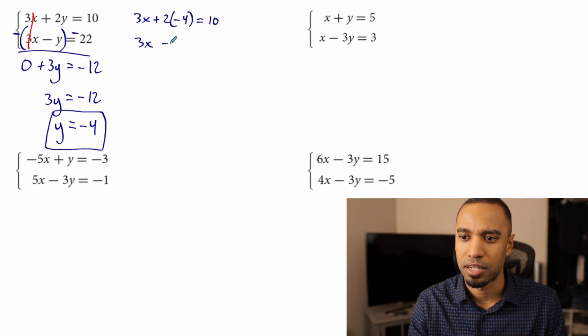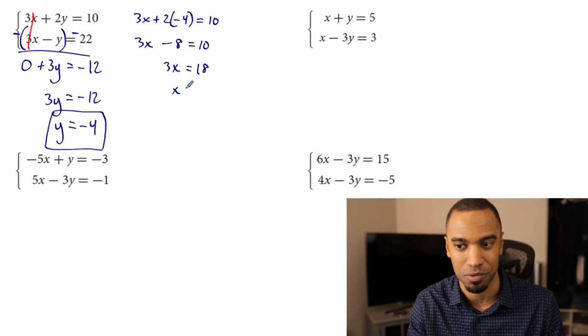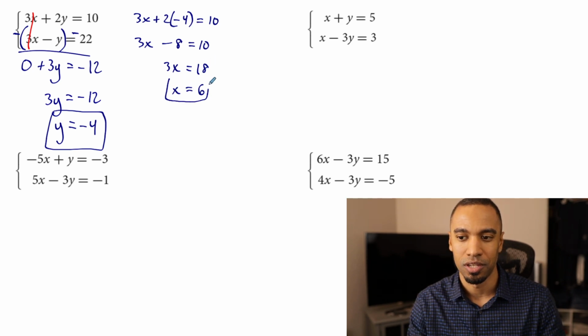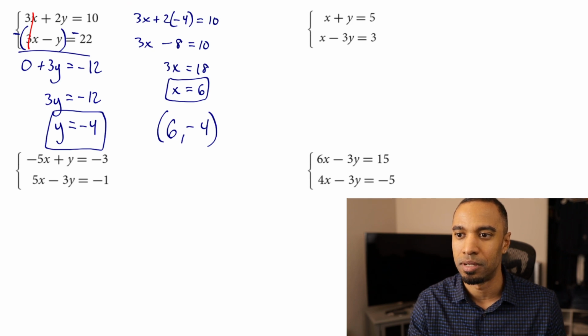So I have 3x minus 8 equals 10, and I add 8 to both sides. Remember, because that's what we're supposed to do. Same thing on both sides. And I divide both sides by 3 because that's what we're supposed to do. x equals 6. So I get a final solution set that is 6 comma negative 4, and that is the solution to my system. You don't believe me?